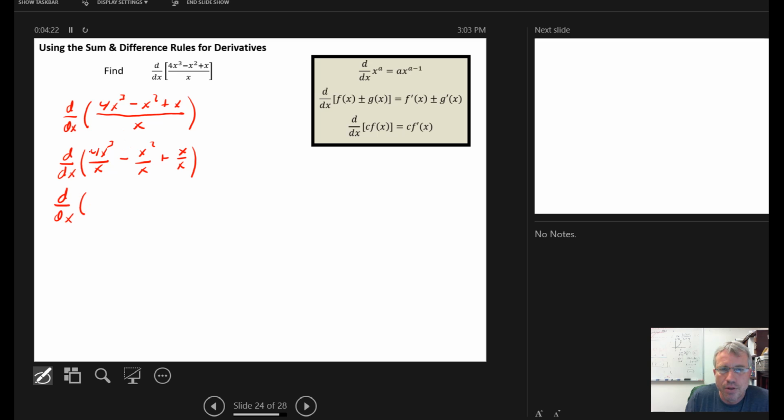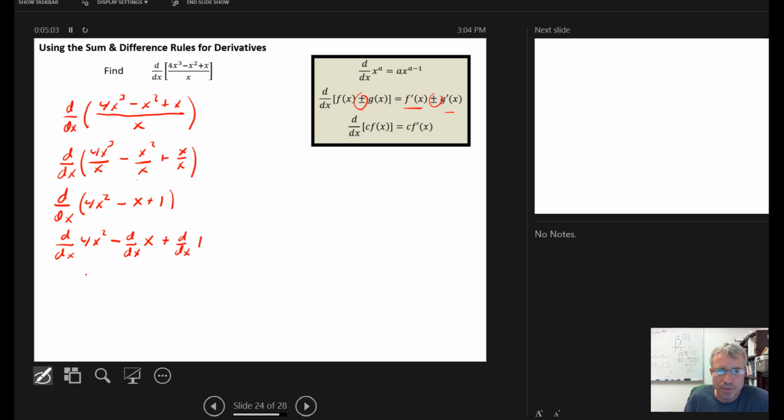So d dx of 4x cubed over x is going to be 4x squared as long as x is not equal to 0, minus x squared over x is just x, plus x over x is 1. So I get plus 1. So here I have the sums or differences of functions. So if I have sums or differences, I can break it into the individual pieces. So I'm going to break this up as d dx of 4x squared minus d dx of x plus d dx of 1.